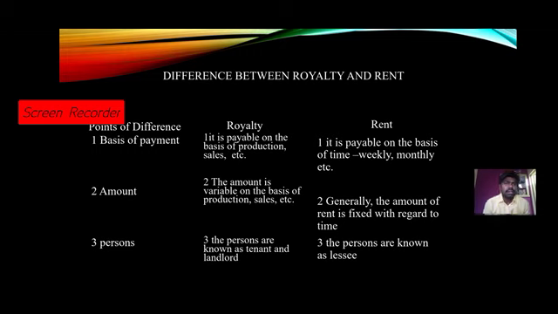Next, difference between royalty and rent. Make three columns: the first is point of difference, the second column is royalty, the third column is rent. Okay, basis of payment. Royalty is payable on the basis of production and sales, and rent is payable on the basis of time, weekly or monthly.